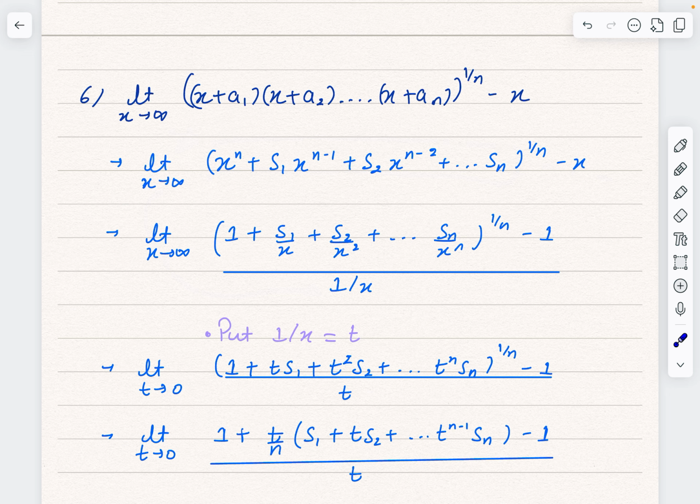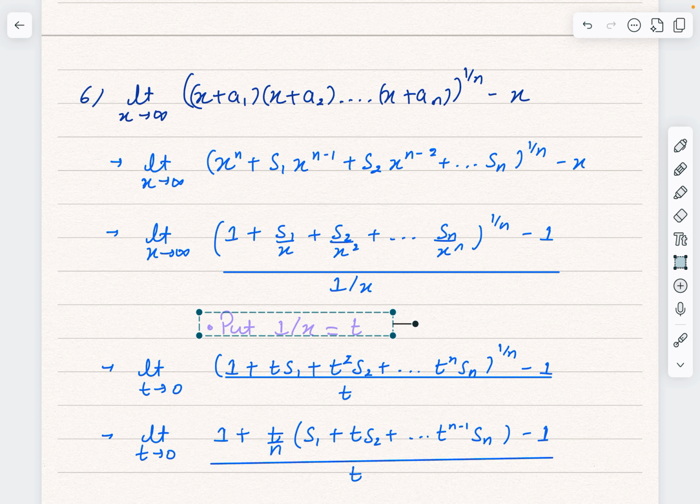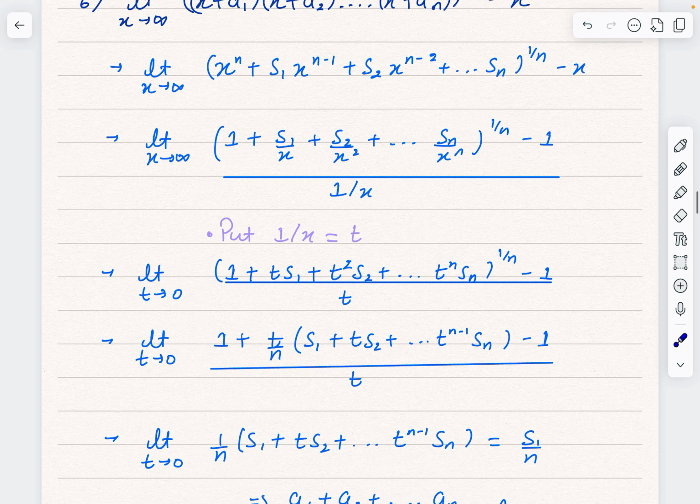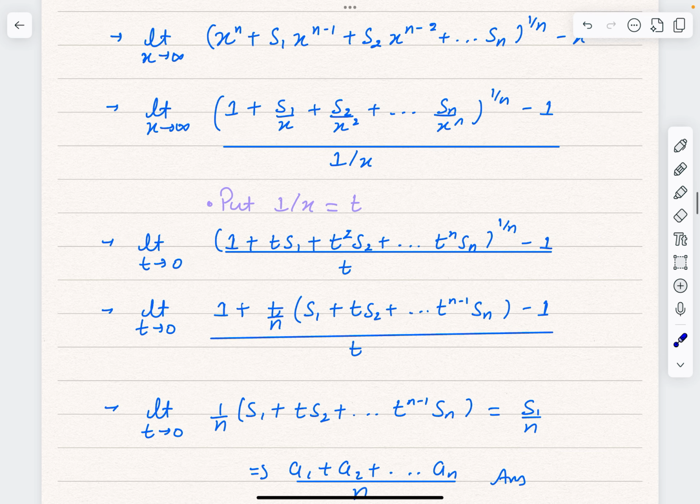We get 1 plus s1 by x plus s2 by x square up to sn by x power n, whole power 1 by n, minus 1, divided by 1 by x. Now put 1 by x as t. So if x tends to infinity, t will tend to 0. We get limit t tends to 0, 1 plus t s1 plus t square s2 up to t power n sn, whole power 1 by n, minus 1, divided by t.